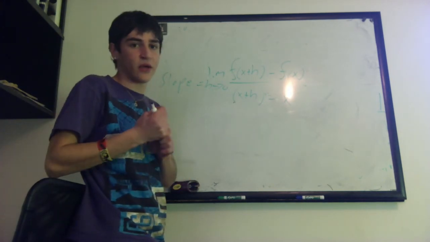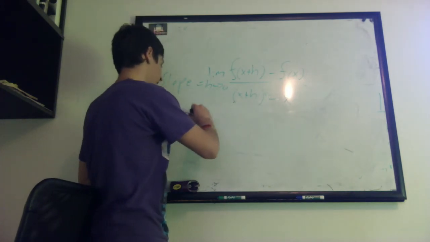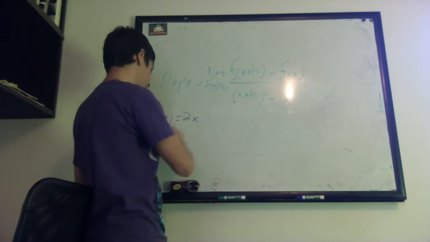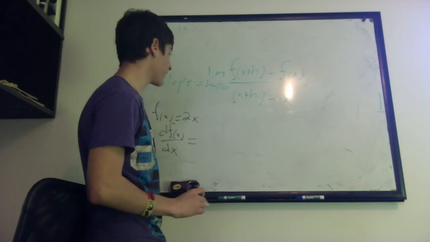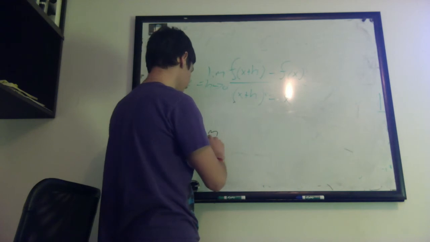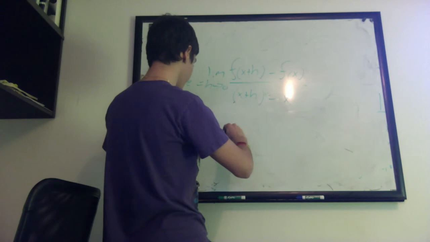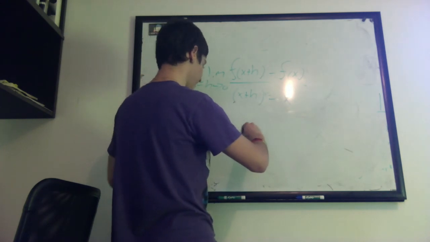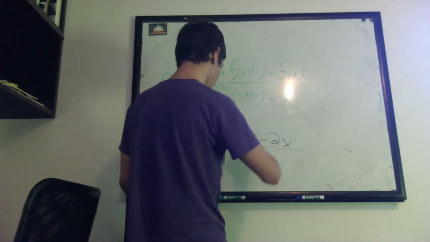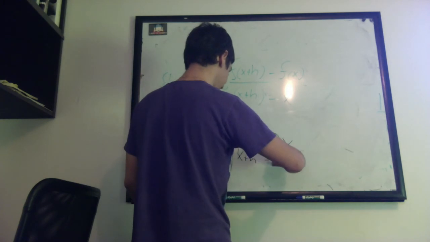So let's calculate one. Let's say f of x equals 2x. So we're going to say df of x over dx, which denotes that we're going to take the derivative, is equal to the limit as h goes to 0 of 2 times x plus h minus 2 times x, all over x plus h minus x.